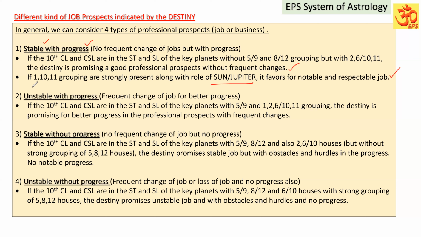Next one is: progress will be there, but unstable. Stability will not be there. There is frequent change of job for better progress. Mostly this is happening nowadays in the IT industry. Some people keep on moving, changing their jobs for better progress in their position and also in the financial package.